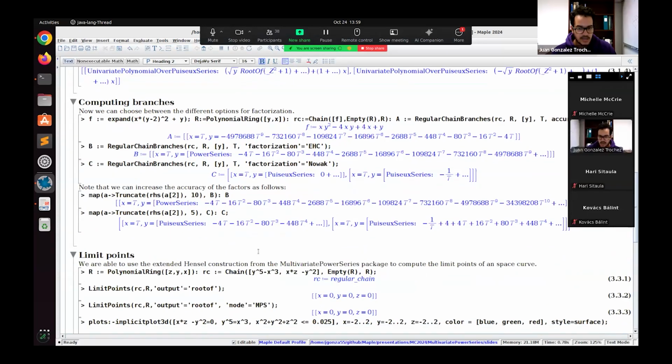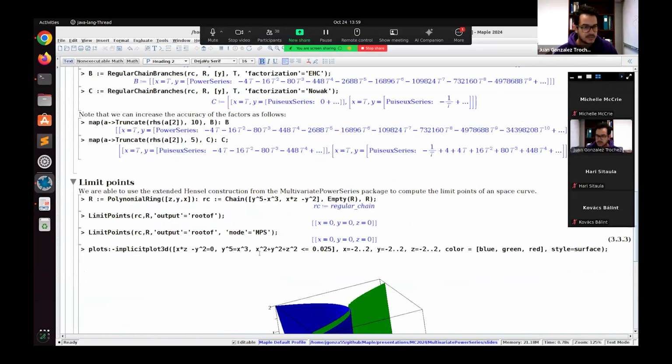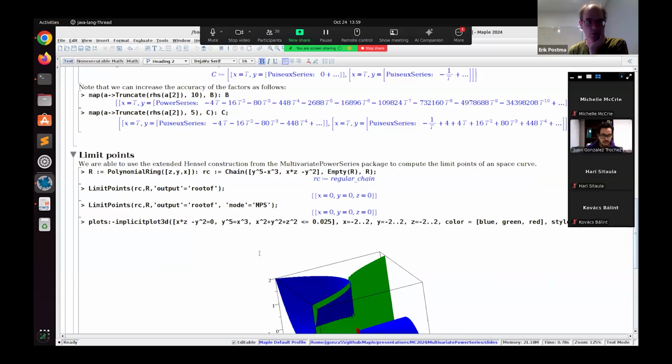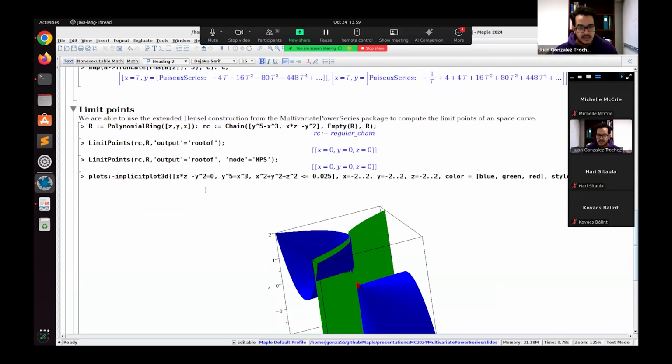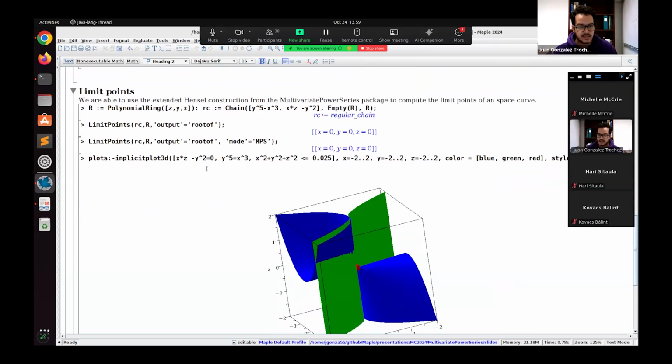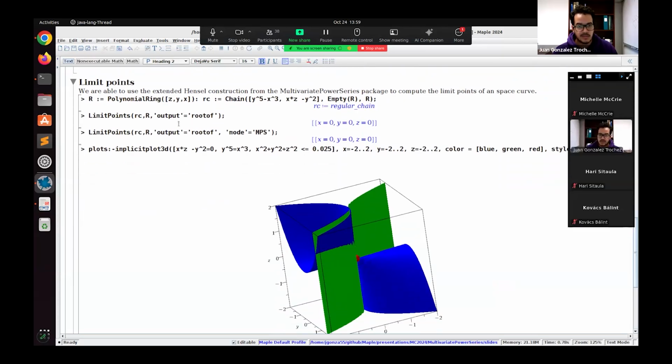Now, finally, about the limit points part. As we can see here in this example, we want to compute the limit points of this set of polynomials. And when we call the limit point commands, we are able now to do it using the MultivariatePowerSeries package, or without it, we get the same result. The only difference is that this is going to be slightly faster.